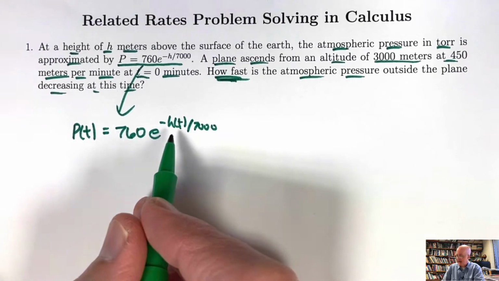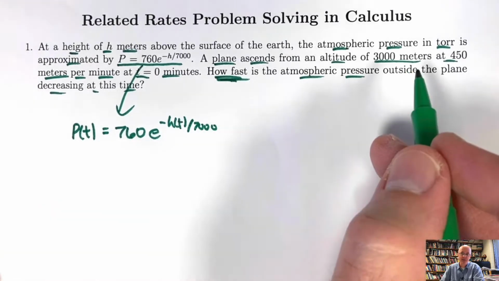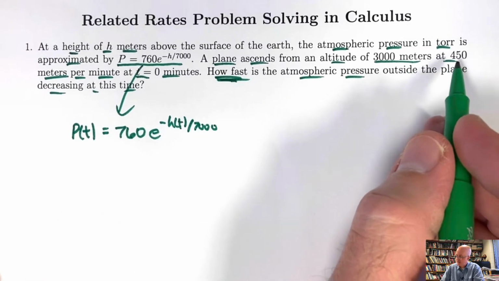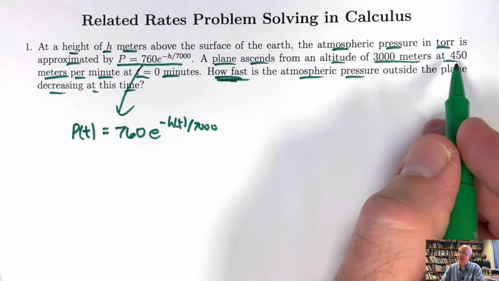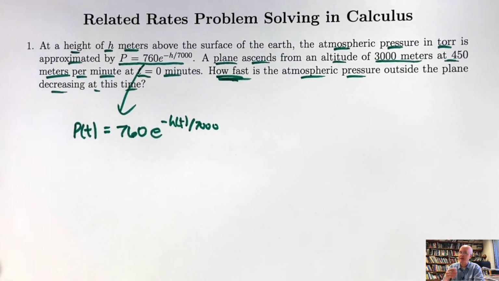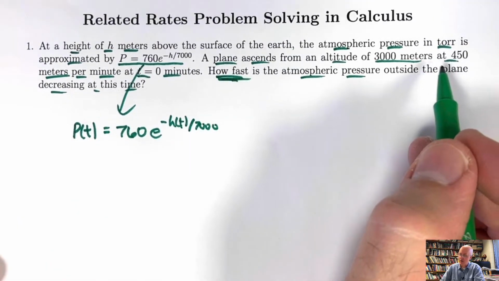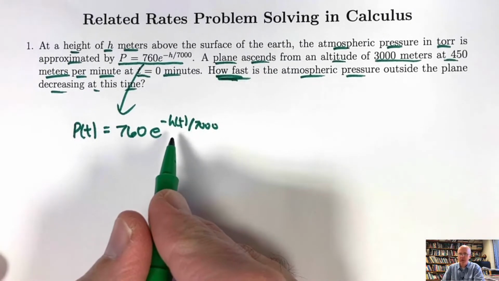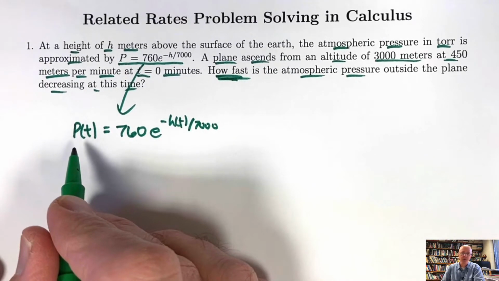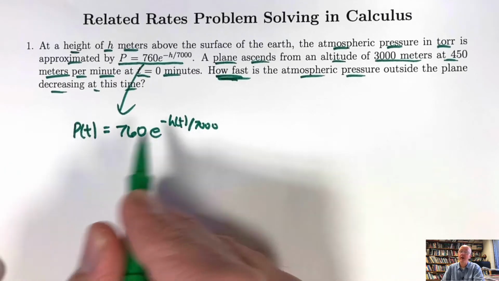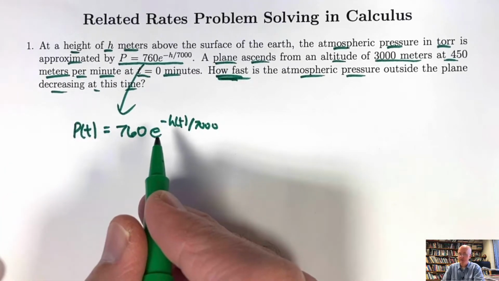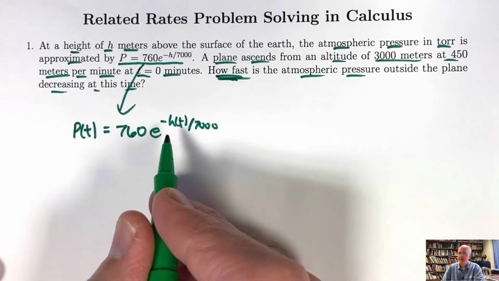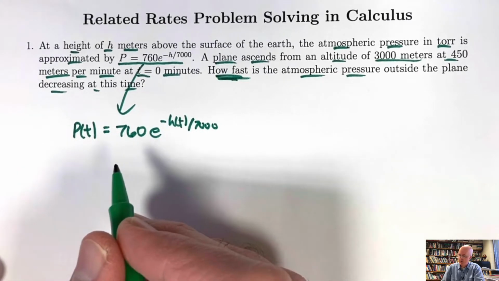Now, you don't know exactly how the height depends on time. You could assume it's a linear function of time whose slope is 450, but that's not necessarily true. And in fact, in general, it's not true. A plane doesn't go up at a constant rate. We do know its rate at a certain moment in time, but we don't know it's constant all the time. So we don't really know a formula for H of t, and therefore we don't really know a formula for P of t. But these functions, these variables, if you will, are related to each other, and their derivatives, therefore, are related to each other.